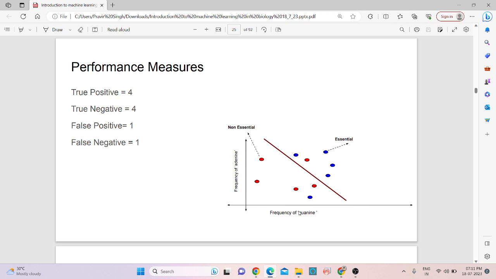So we can have different performance measures also. I'll come back to that a little later.